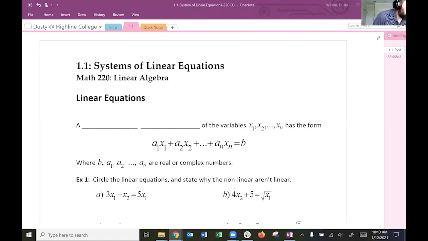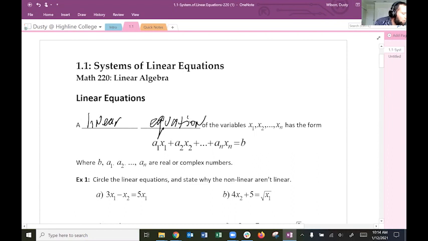So we're talking about linear algebra. We got to start by talking about what is a linear equation. So we would say that a linear equation of the variables x1, x2, and xn has the form a1 x1 plus a2 x2 plus dot dot dot plus an xn equals b. What I want to point out is that these guys right here are our coefficients.